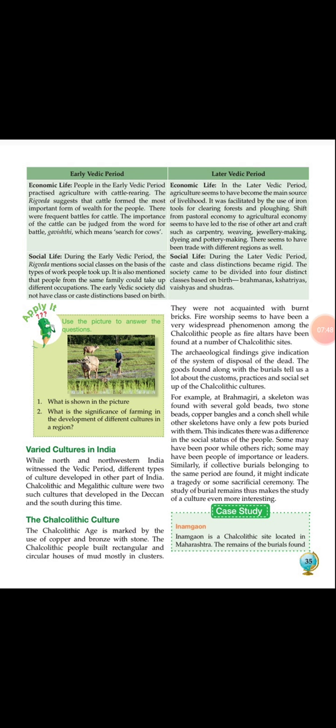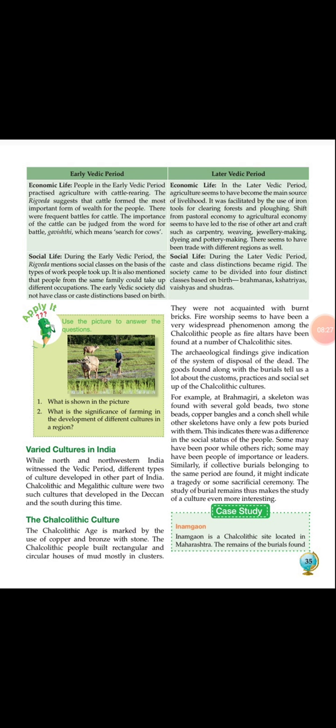During the early Vedic period, the Rig Veda mentions social classes on the basis of the type of work people took up. It means in the early Vedic period, there was no caste; people were divided on the basis of their work. It is also mentioned that people from the same family could take up different occupations. The early Vedic society did not have class or caste distinction based on birth. It means there was no discrimination on the basis of class, caste, or birth.